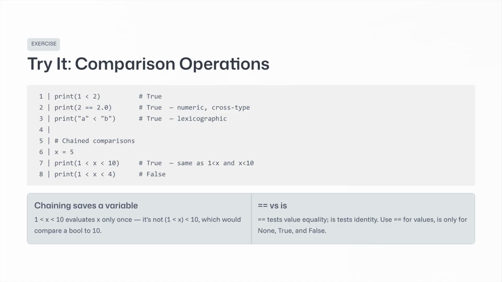2 key rules. Chaining saves a variable and evaluates the middle operand only once. It's not (1 < x) < 10, which would compare a bool to 10. And double equals tests value equality. Is tests identity. Use double equals for values. Is only for None, True and False.